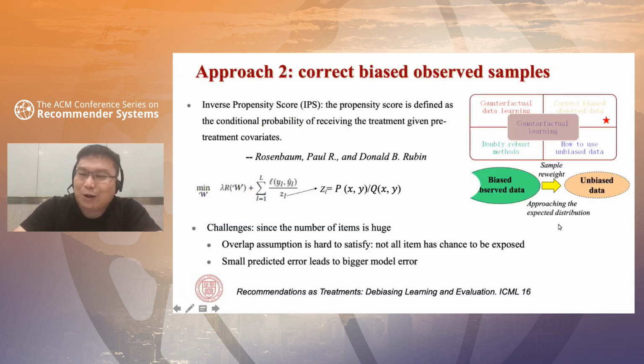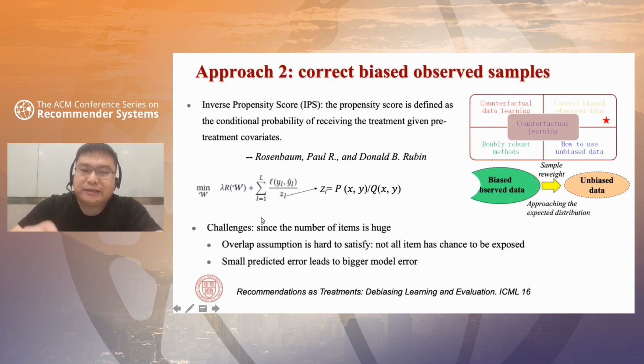Okay, let's see our second approach: correct the biased observed samples. The IPS method is the most popular method belonging to this approach. Propensity score is defined as the conditional probability of receiving the treatment given pre-treatment covariates. Here is the loss function, where O means the observed data. Each observed sample is divided by its propensity score.